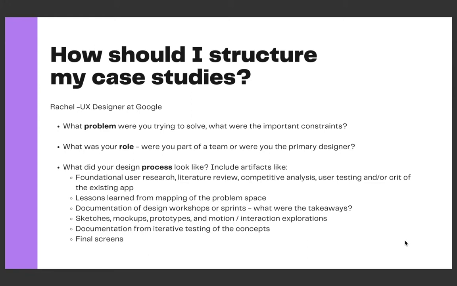Next thing you need to talk about is what was your role. Were you part of a team, or were you the primary designer? How many people were on the team? Or were you the only one on the design project? If you were on a team, what exactly did you do? What aspects did you handle in the project? Did you take care of the user research aspect? Did you take care of the low fidelity aspect? You need to really specify what your role was, right?